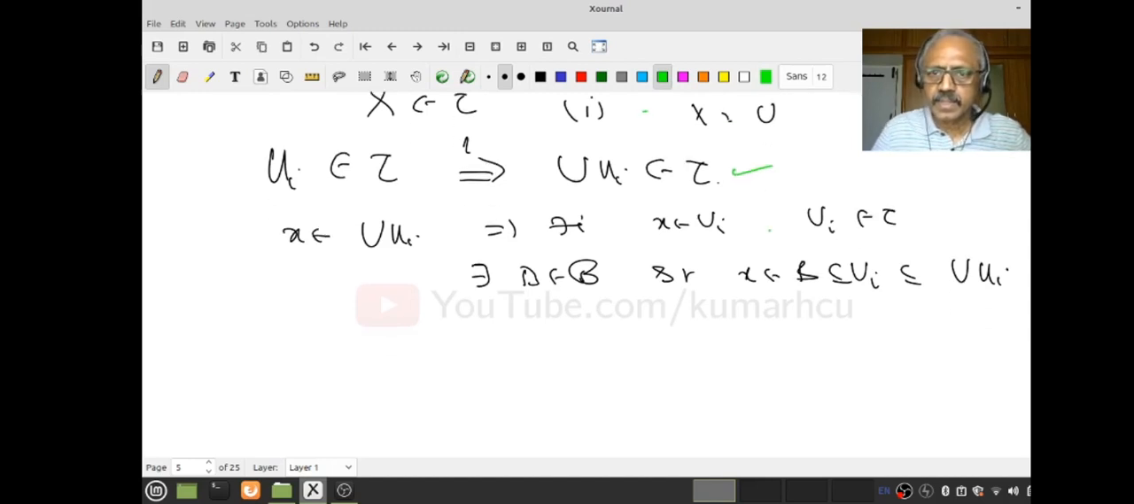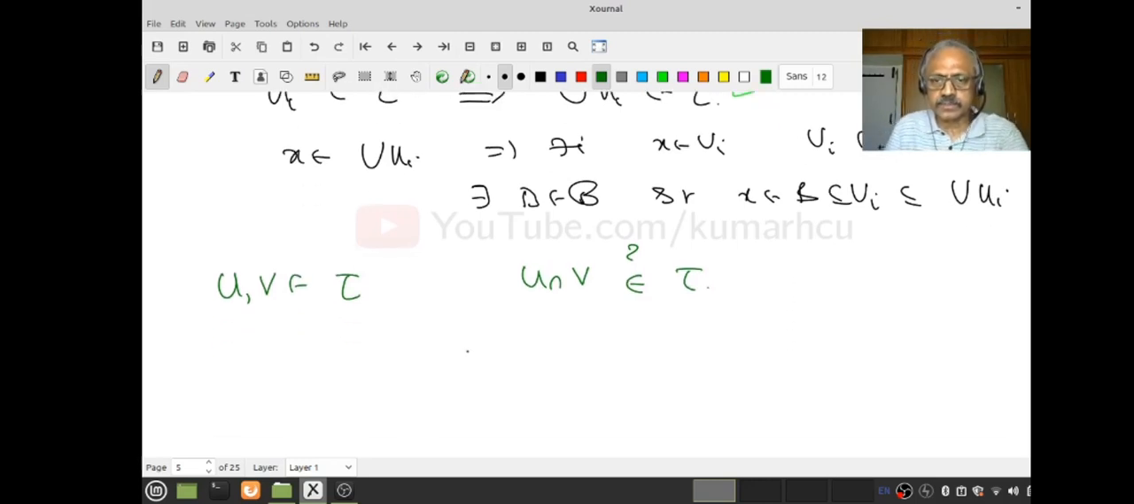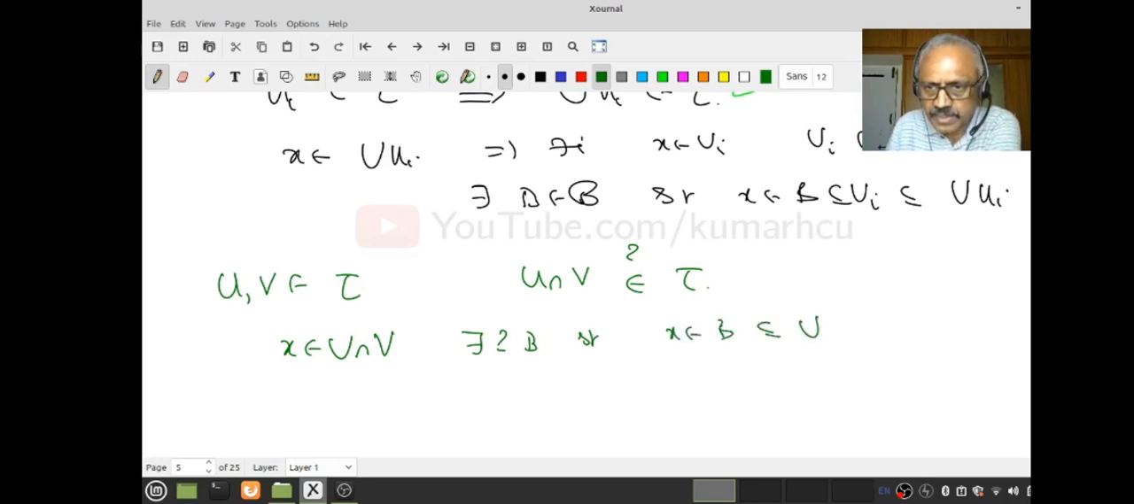Right? And let's come to intersection, and this is where we are going to use the important property. Suppose U and V belong to tau, and let's look at U intersection V. I want to know that it belongs to tau. So how do I know something is in the topology? Start with any x in U intersection V. Then I want to know whether there exists a B so that x belongs to B and B is contained in U intersection V.